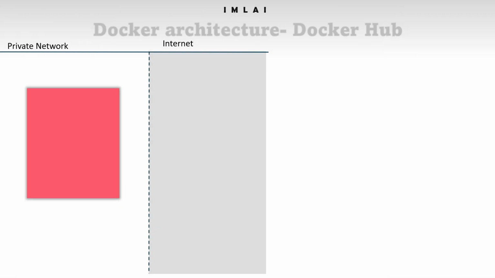So now let's look into Docker Hub, the public repository which is available and can be accessed by everybody. Docker Hub is a registry maintained by Docker Incorporation. It has tens of thousands of images on it ready to download and run.